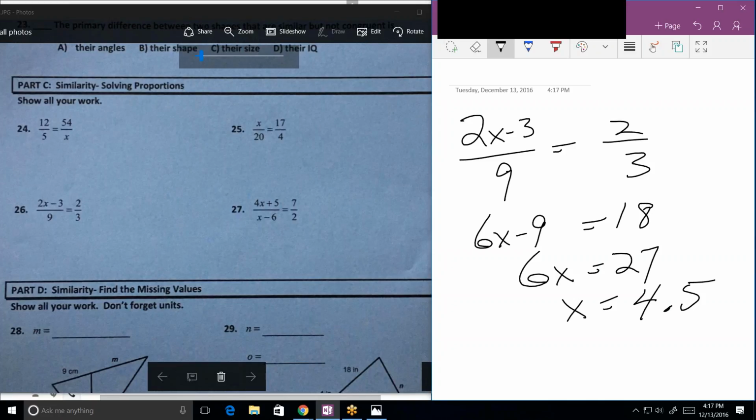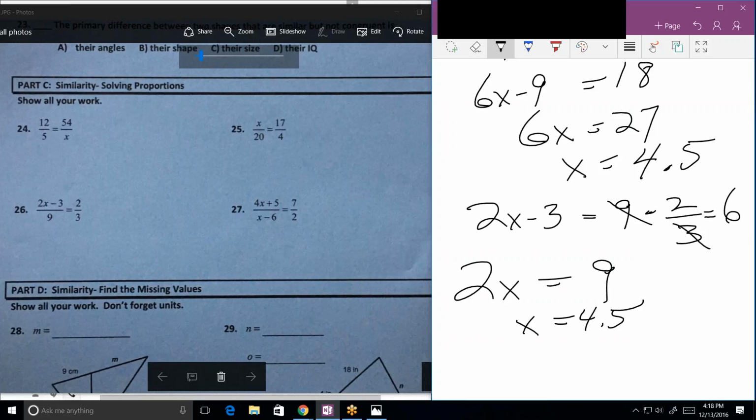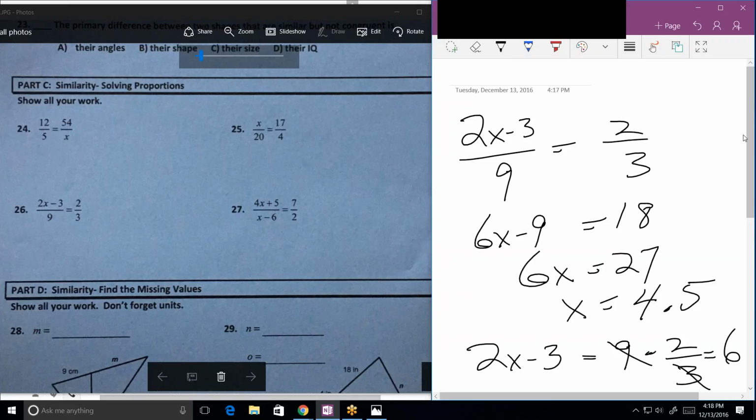Now let's do it the same way I suggested we do the last one. My first step is not going to be cross multiplying. It's merely going to be multiply both sides by 9. And again, they make that nice and easy. So that becomes a 3, so that's equal to 6. And now the problem is at least one step quicker, because 2x equals 9, x equals 4.5. But again, do you see where cross multiplying is counterproductive?